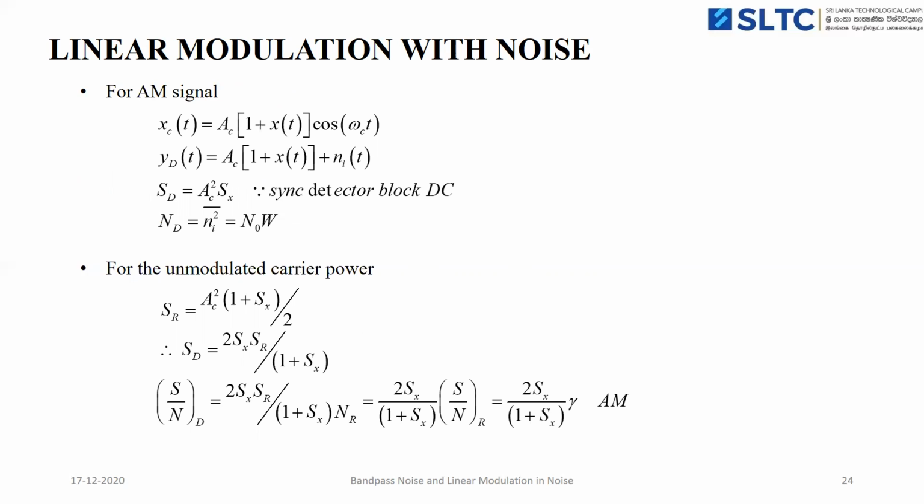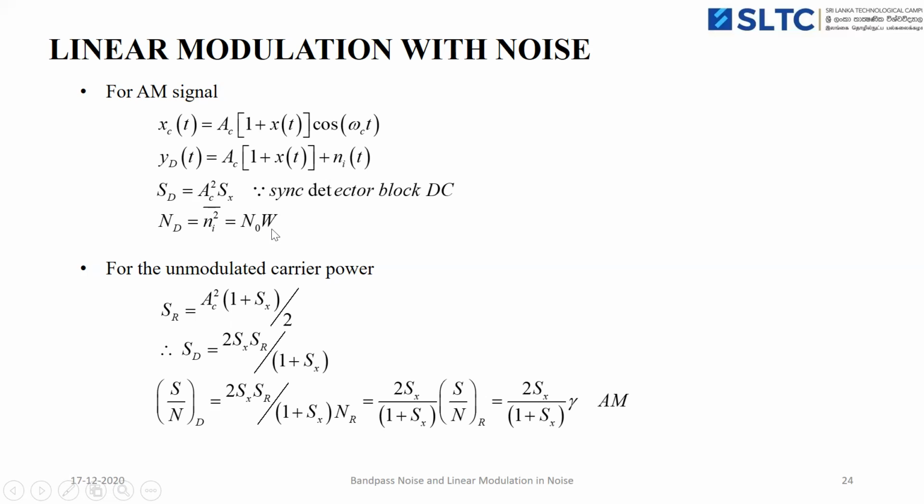Then we consider the AM modulated signal, which is xc(t) equal to Ac(1 plus x(t)) cos(omega c t). This is the mathematical expression for AM modulation. Then the received signal is yD(t) equal to Ac(1 plus x(t)) plus Ni(t). Noise is added, and here the signal power is calculated, that is SD equal to Ac squared into Sx, because the synchronous detector blocks the DC component, so that one will be removed.